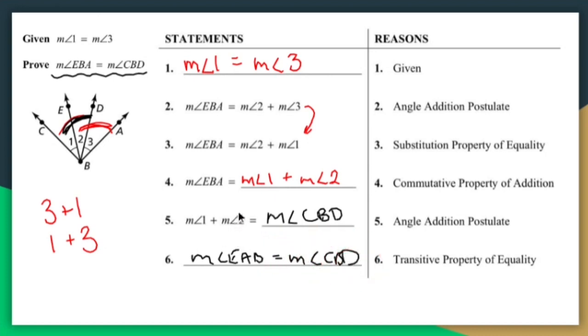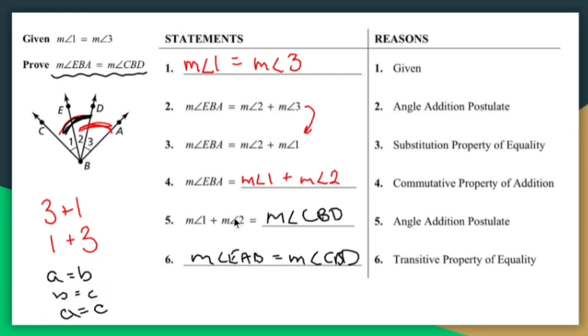The transitive property of equality is kind of like the law of syllogism. The law of syllogism says, hey, if A equals B and B is C, then just skip the B and go right from A to C. Transitive property is the same thing.